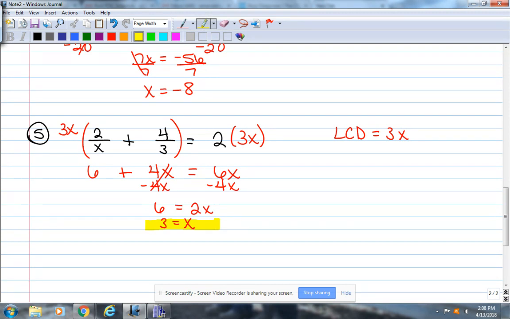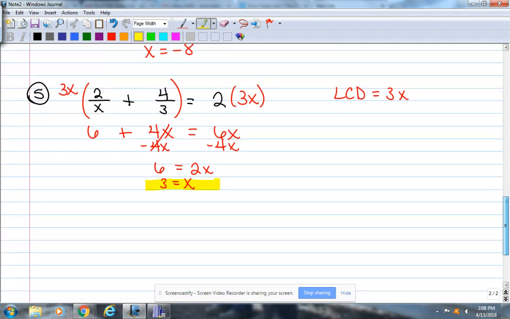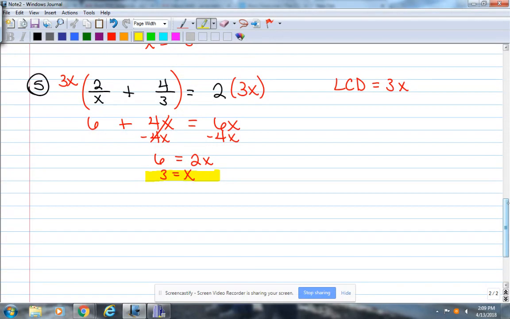I'm sure they're going to give us one that has 2 different numbers in the denominator. Well, not just numbers, but polynomials. How are you going to know which one is the least common denominator? We'll tell you. Let's do number 6.